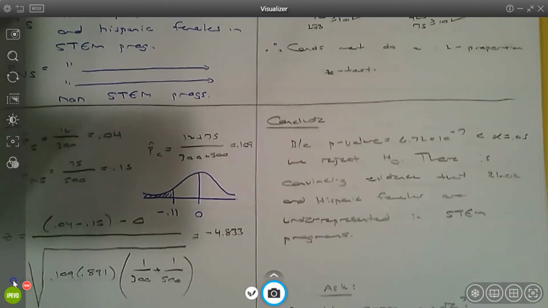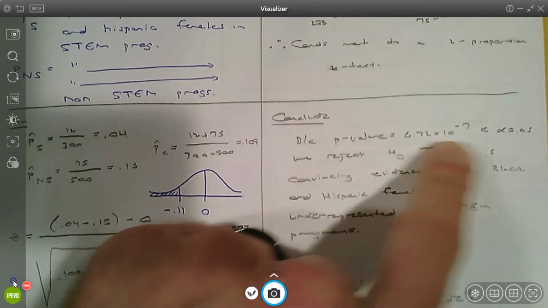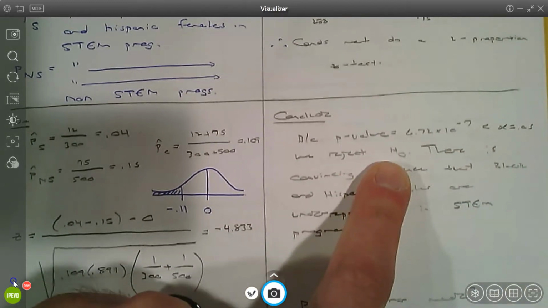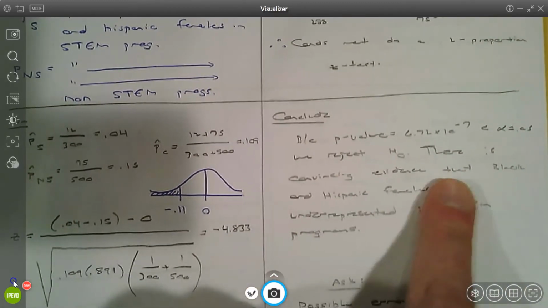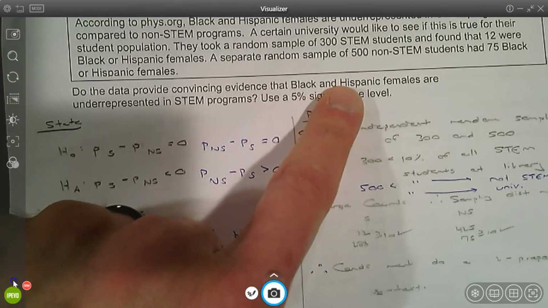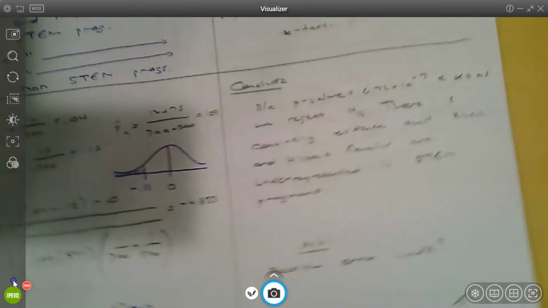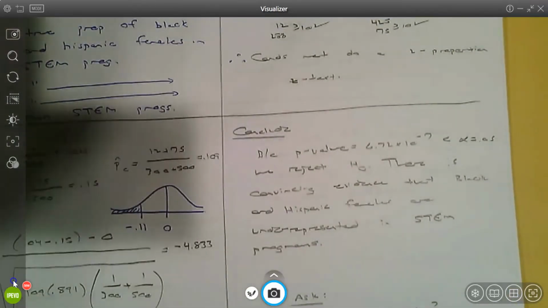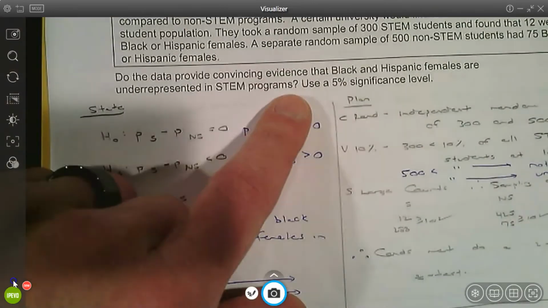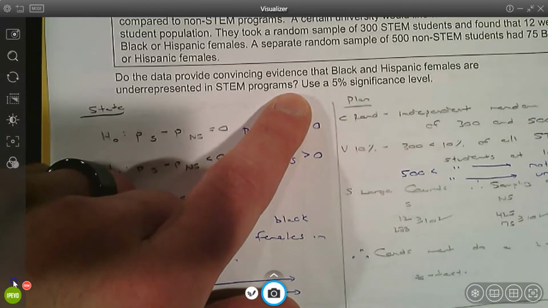So then to conclude, because the p-value equals this incredibly small number, which is less than 0.05, your alpha level, we reject the null. There is convincing evidence that, and then just take the context, that Black and Hispanic females are underrepresented in STEM programs. You could go back to the context that you wrote for your parameters, but more often than not, you're just going to strip the context right from the question.